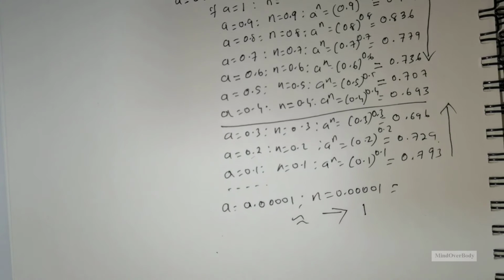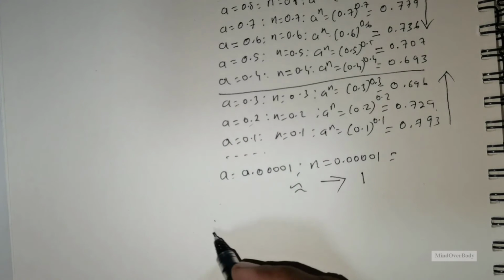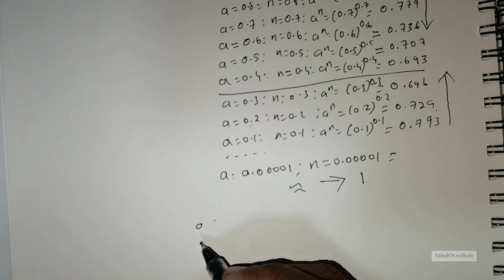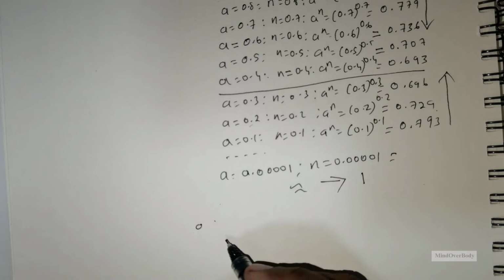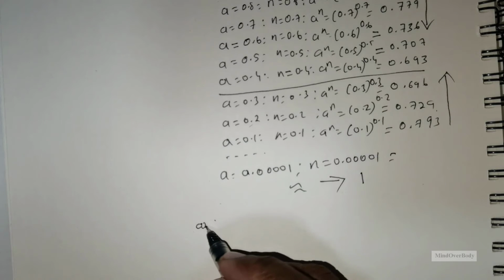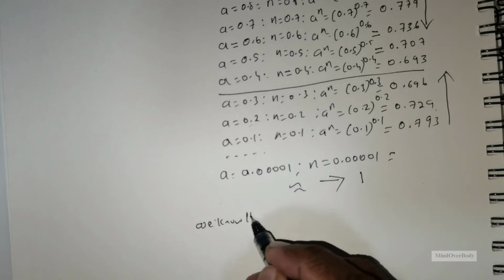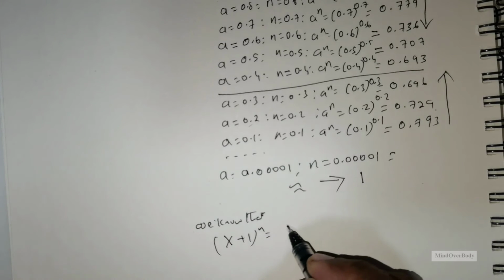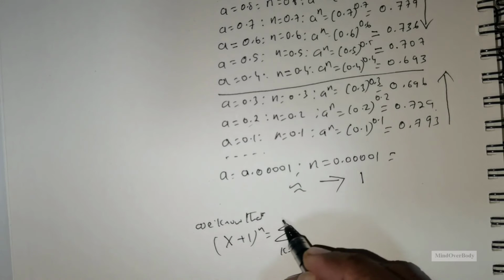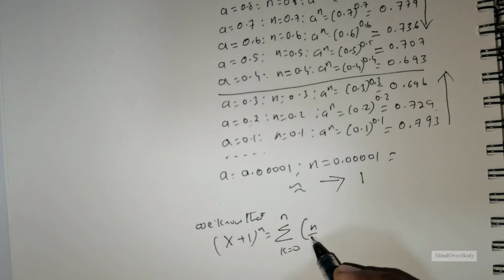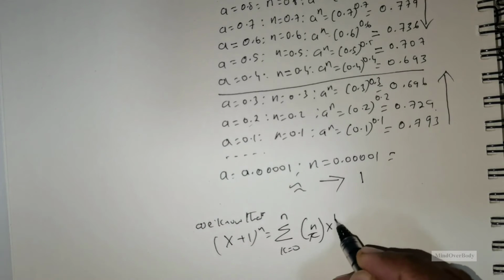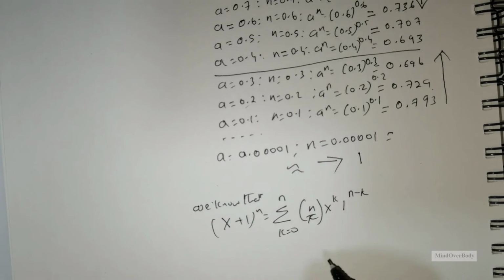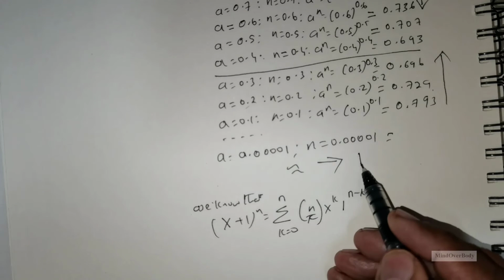Okay, so the idea I'm trying to show you here is binomial expansion. If I were to use the binomial expansion formula, we know it to be (x + 1) raised to the power n, which is equal to the sum from k = 0 to n of n choose k times x raised to the power k times 1 raised to the power n minus k. Now, this is approaching 1.